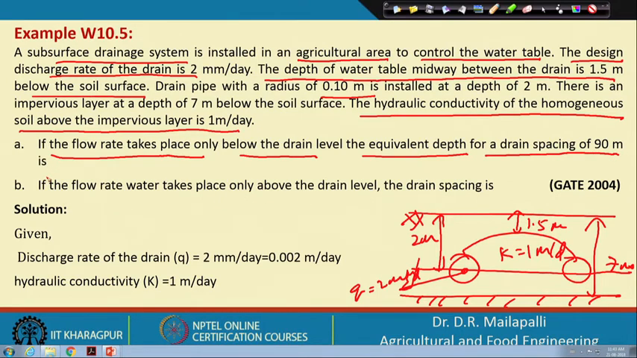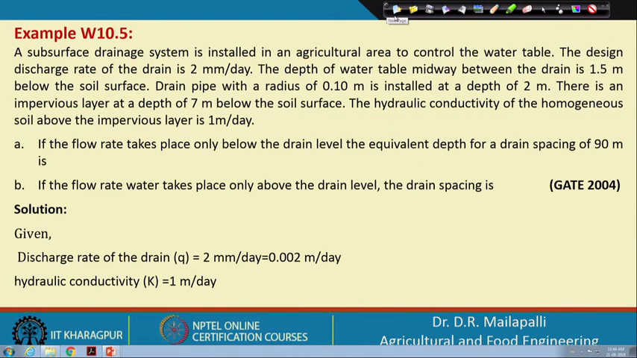So, what is dE? You have to estimate it. And then, if the flow takes place only above the drain level, what is the drain spacing? In both cases you are going to find out the drain spacing as well as the dE. Let us see this.